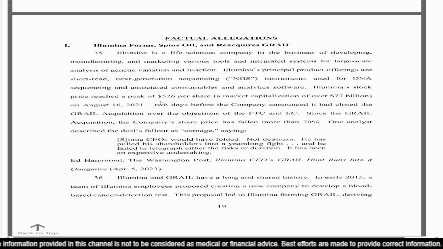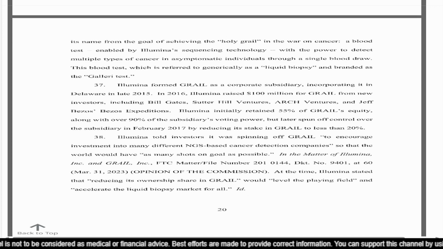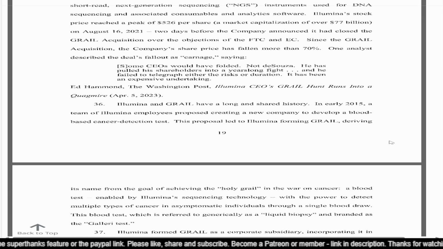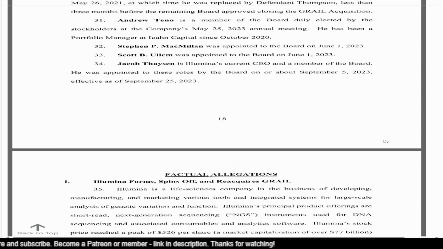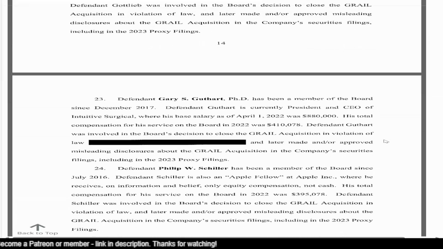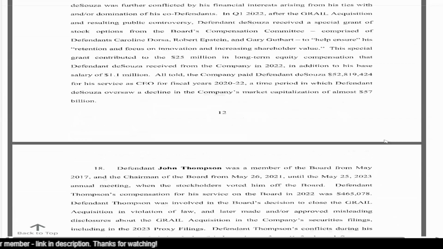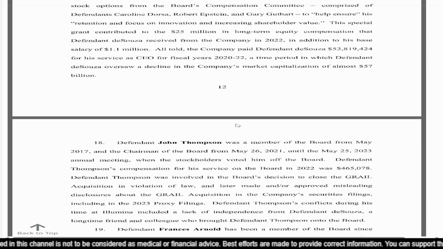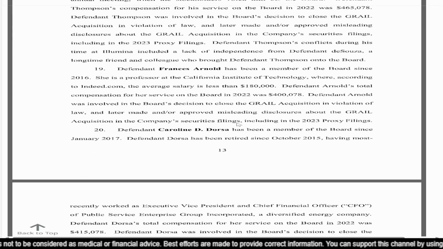And now we come to the factual allegations. It goes on to say in the allegations that Chair Thompson was not independent of D'Souza, and it takes aim at D'Souza and says that he made or approved misleading disclosures regarding the Grail acquisition in the company's securities filings and was conflicted by his financial interest arising from his ties with his co-defendants. And that's where we go to page number 12, where there is a full description of what D'Souza did. This is what I had read out to you. And with regard to Chair Thompson, it says that he was not independent of D'Souza.